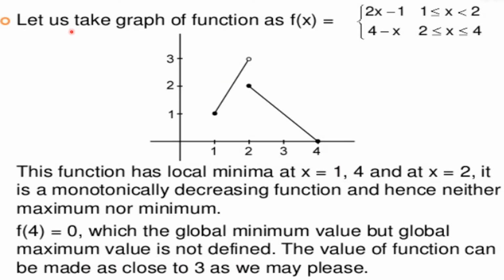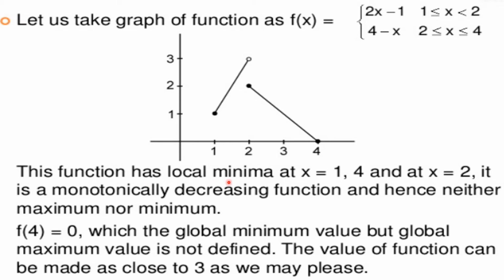Now let us take the graph of the function f of x is equal to 2x minus 1 in the interval 1 less than or equal to x less than 2, and f of x is equal to 4 minus x when 2 is less than or equal to x less than or equal to 4. F is here a piecewise defined function, because in different intervals f of x is defined differently. If you draw the graph of this function, we get it like this. From 1 to 2 we get like this. From 2 to 4 we get like this.